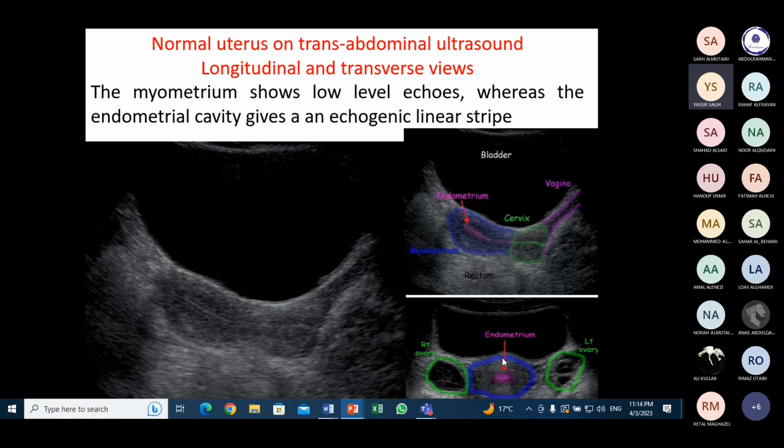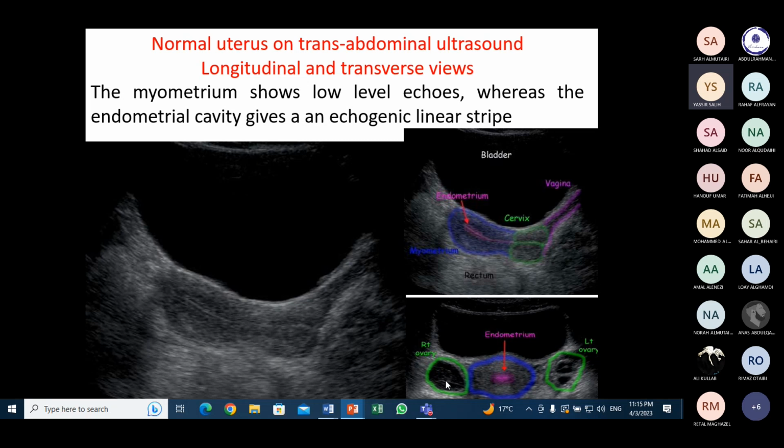In transverse section, a full bladder is also required. This is the urinary bladder full of urine, and this is the uterus in the center. On either side, the right side and the left side, there are the ovaries. This is the right ovary, and this is the left ovary.